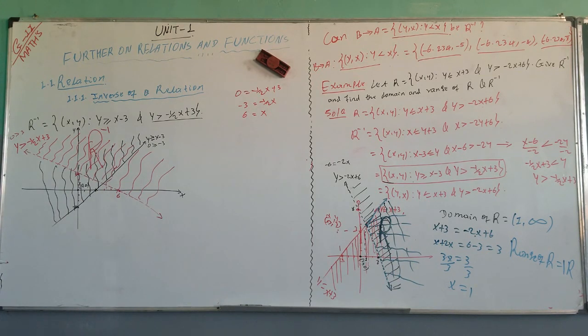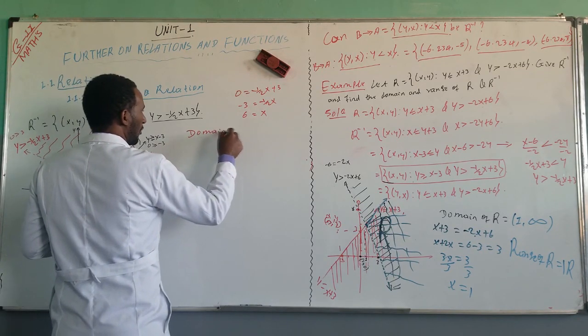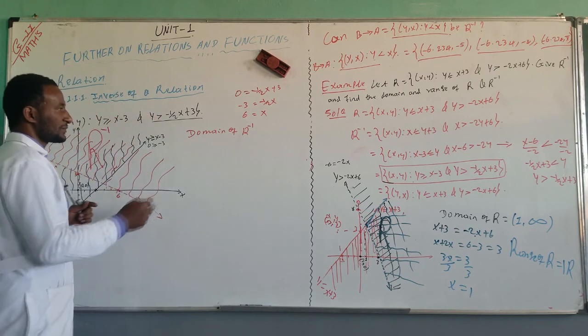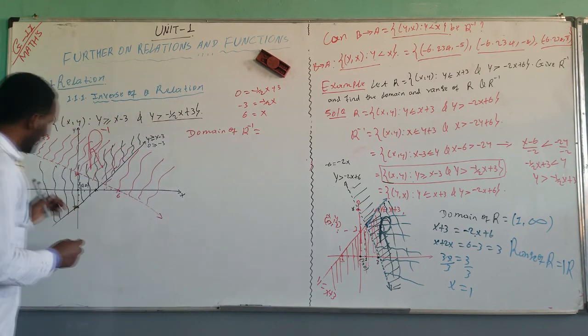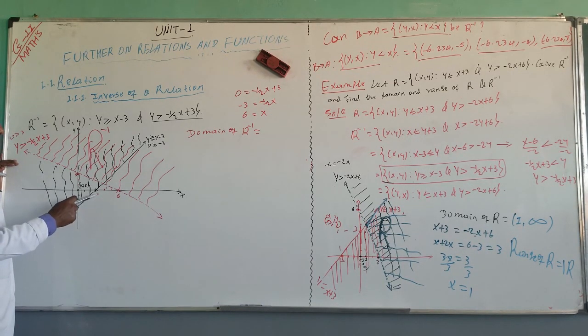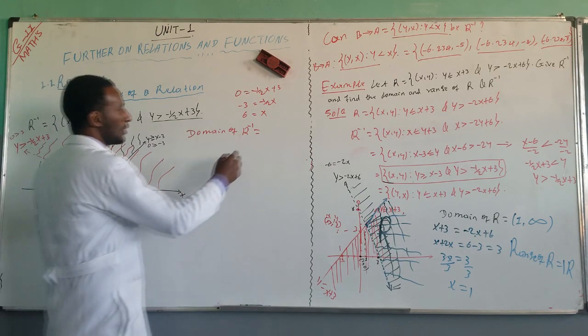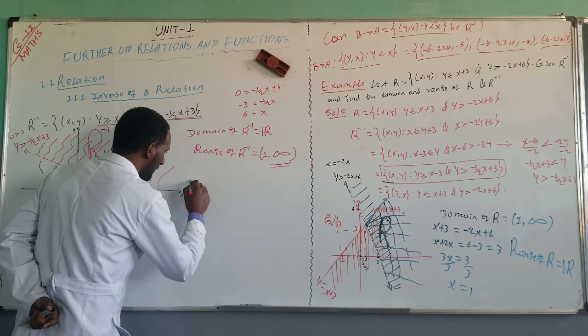When we find the domain of R inverse, we have to check by the vertical line test. When we check this region by the vertical line test, the line touches the R inverse region everywhere. Therefore, our domain is all real numbers.